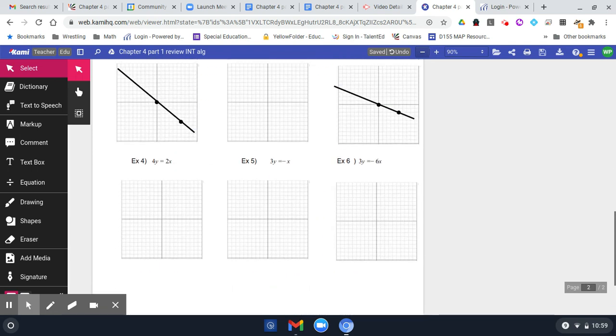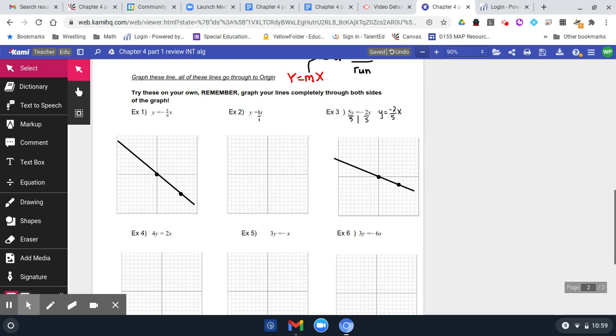Tomorrow, you will have y equals mx plus b. So you'll have that second part, which shifts lines up and down. And you'll also have the formula y2 minus y1 over x2 minus x1, okay? Let me know if you guys have any questions.